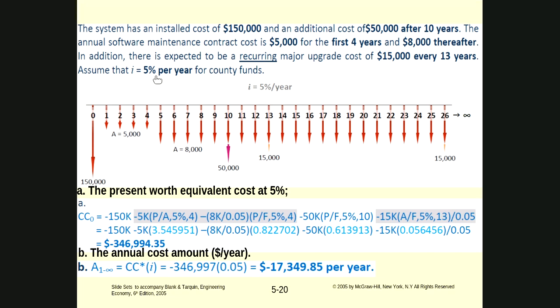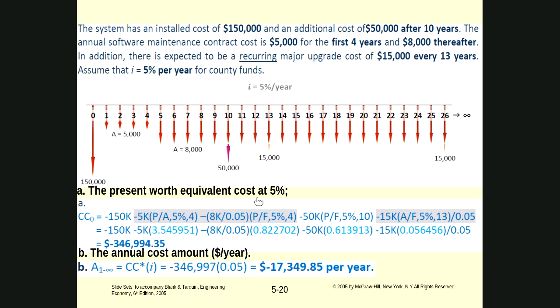Now, assume that it is 5% per year for the country funds. Now, what is requested in this question? In part A, it asks you to find the present worth equivalent. When it says present worth equivalent, that means all these values given in this question need to be converted to present. And in part B, it says the annual cost amount, so all these values need to be converted to annual. If you find the annual by the formula for the capitalized cost, it is easy to convert it to present because it's one step, and vice versa.